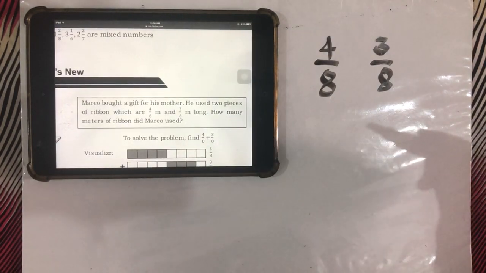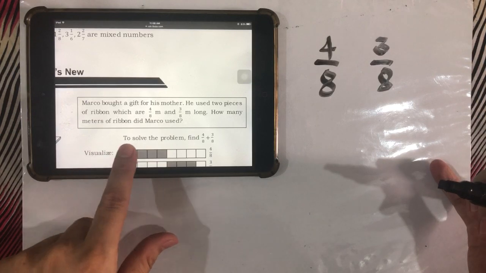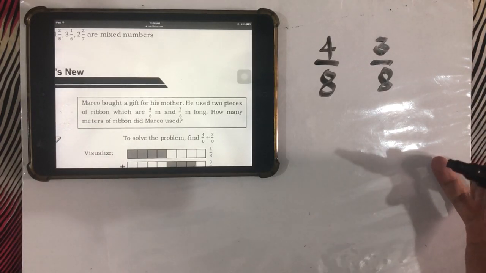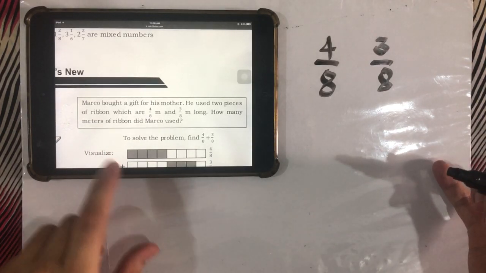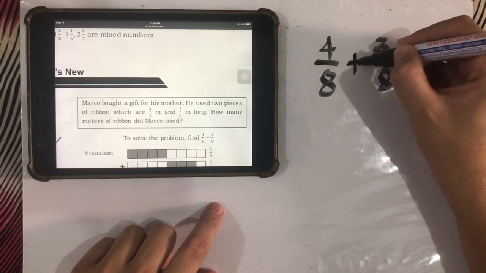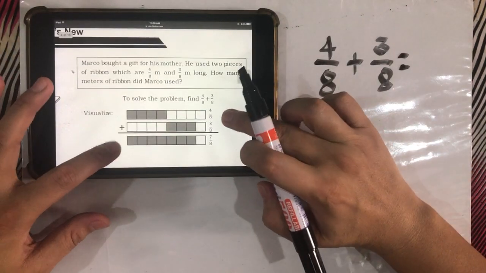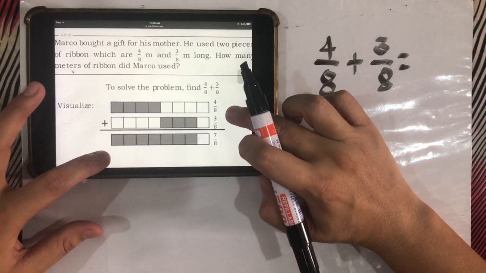Okay? So, ngayon, according to the question, let's go back to the problem. How many meters of ribbon did Marco use? Okay, ibig sabihin, we are adding. Okay? So, this will be 4/8 plus 3/8. And yun. Now, there is what we call the visualization. So, let's try to visualize daw.